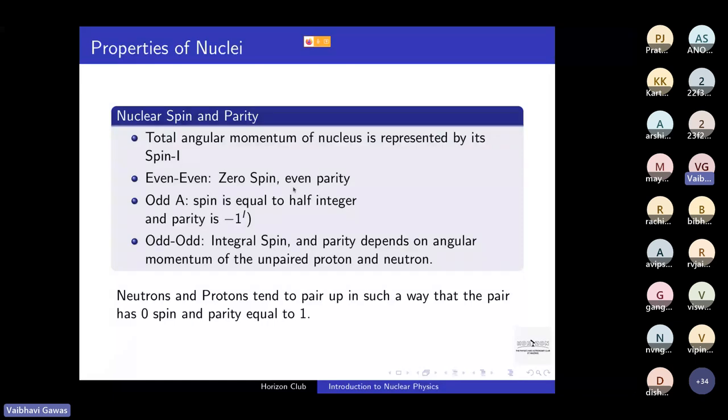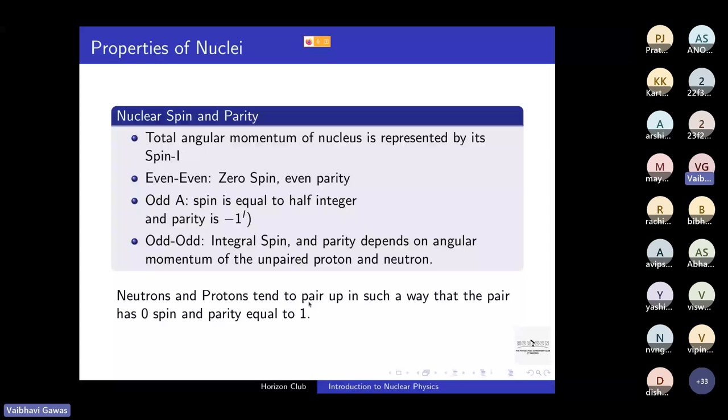Now, this parity is dependent on spin, in the sense that the total parity is given by the formula minus 1 raised to L. L is the total angular momentum, which is again related to the spin. So both parity and spin go hand in hand. While the intrinsic parity of both protons and neutrons is plus 1, when they combine inside a nucleus, you have the total parity given by minus 1 raised to the total angular momentum L. Most of the time, the stable nuclei tend to pair up in such a way that the system has zero spin and the parity is equal to 1.